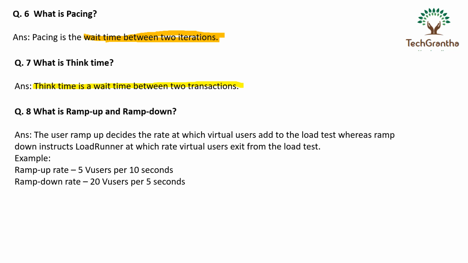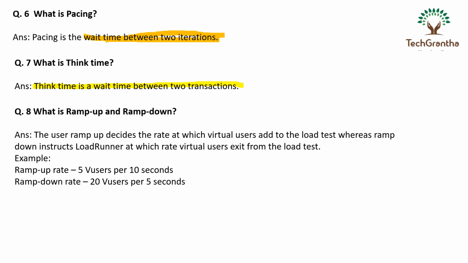Okay, so the ramp up and ramp down will decide how many users you need to add and how it should go there. Suppose for ramp up we decided 5 users per 10 seconds. What it will do is, out of 5 users, one user will go in 10 seconds, then the second user will go in another 10 seconds. That is known as a ramp up. And the same thing is a ramp down, like 20 users per 5 seconds. Every 5 seconds, 20 users will go down in the ramp down.